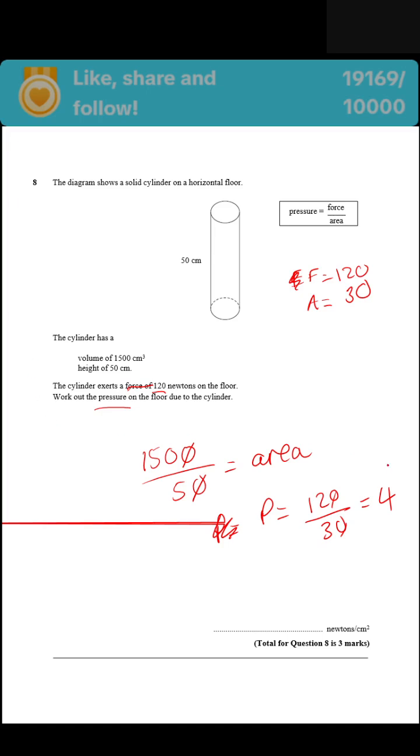Why did I divide 1,500 by 50? Because area times depth equals volume. We don't know the area, but we know the depth is 50 and we know the volume is 1,500. So we just work backwards through that. Do 1,500 divided by 50, and that tells us what the area is.